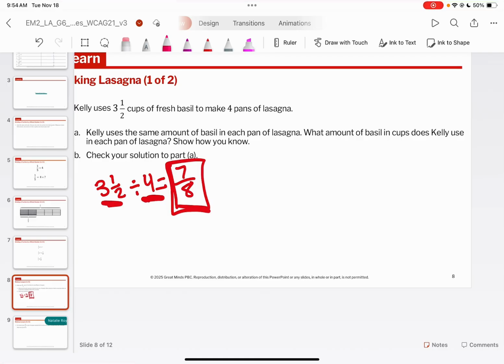Write that down. All right, tell me, how are you going to check your solution to part A? What are you going to have to do? 7/8 times 4. Good. And what does it have to equal? What did it equal? I mean, I'm still solving. Okay, what's 7 times 4? And what's 8 times 1? 8. Is that going to equal 3 1/2?